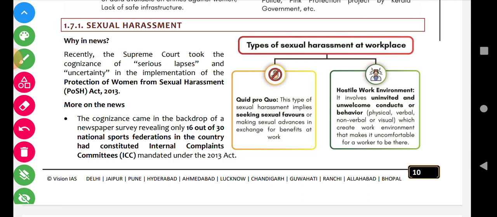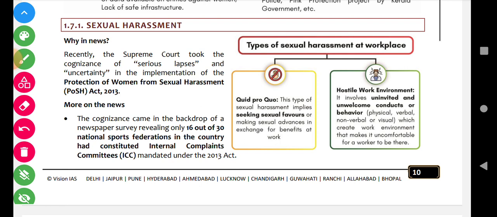Types of sexual harassment at workplace. Quid pro quo: this type of sexual harassment implies seeking sexual favors or making sexual advances in exchange for benefits at work.